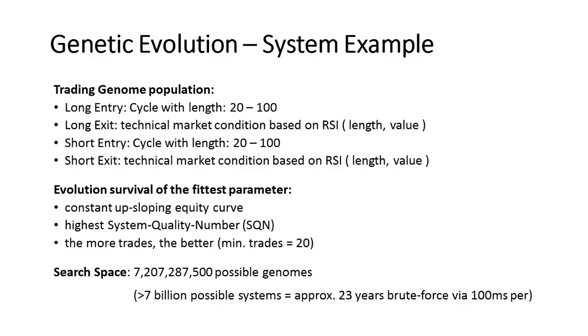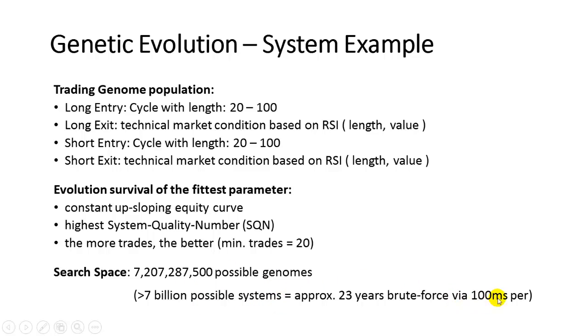If we see the system example here, you can combine every cycle with every exit strategy for the RSI based on these two values, and combine this with any short entry signal, and combine any short entry signal with any technical market condition here. We will get a total search space of over 7 billion possible genomes. So this population we defined here gives us a search space of over 7 billion possible systems.